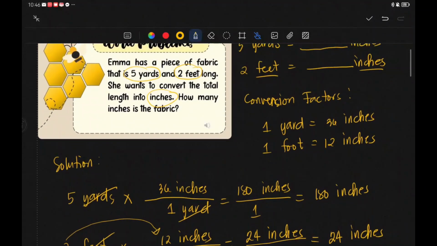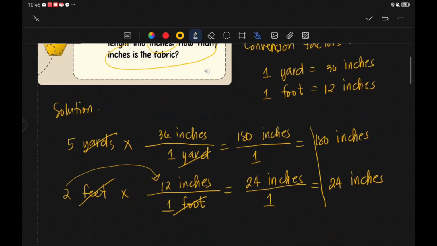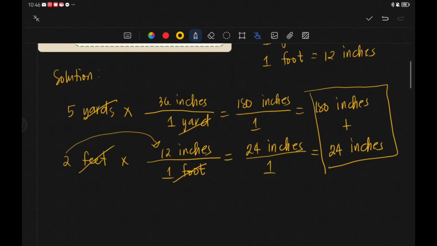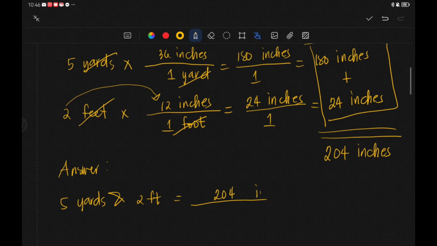Now, the problem asked for the total inches in fabric. So we need to add the two values. So 180 plus 24. Therefore, that is equal to 204 inches. So the final answer would be 5 yards and 2 feet is equal to 204 inches.